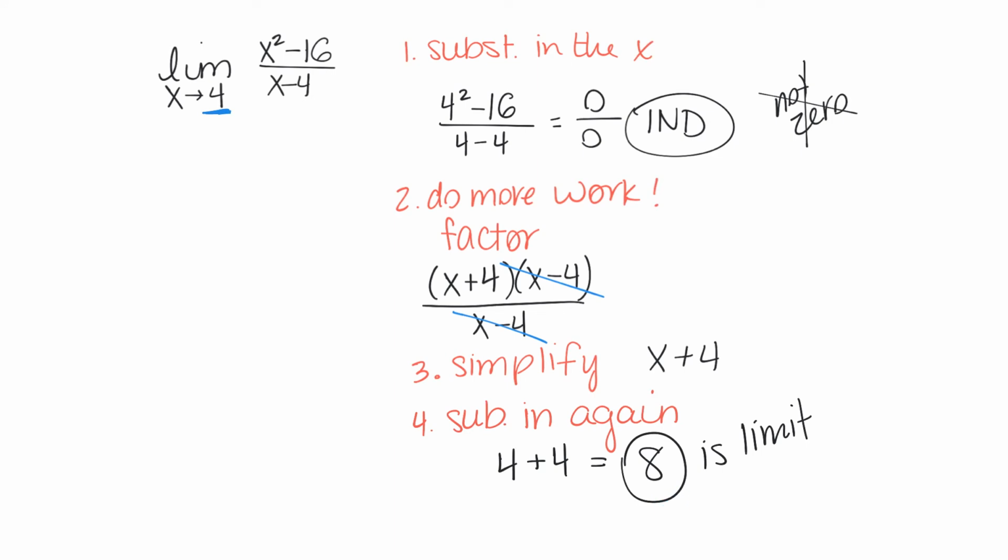All right, so let me walk you through those steps again. I substituted in my x. I got an indeterminate. That means I do more work. I'm going to factor. I tried to figure out what I could factor. I simplified and canceled something out. That left me with x plus 4. I substituted again. Got a number, and I'm out. Done. Should we try another one? Let's try another one.